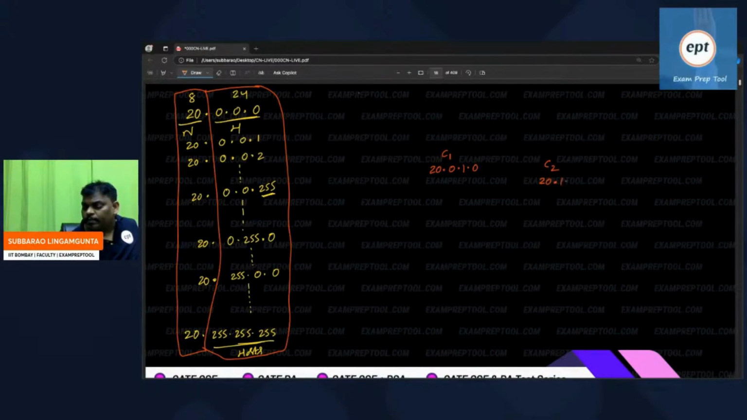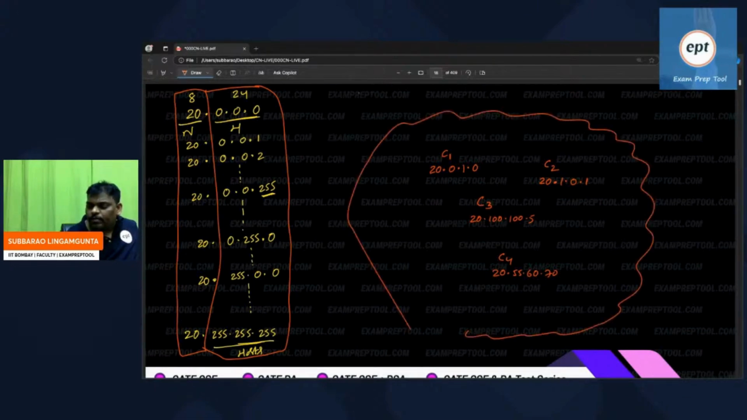Remember, computer number 3 is 20.100.100.5. Next one, computer number 4, it is 20 again, right? Because TCS company bought only this, 2 power 24 hosts. 20.55.60.70, like that. How many hosts can they connect?